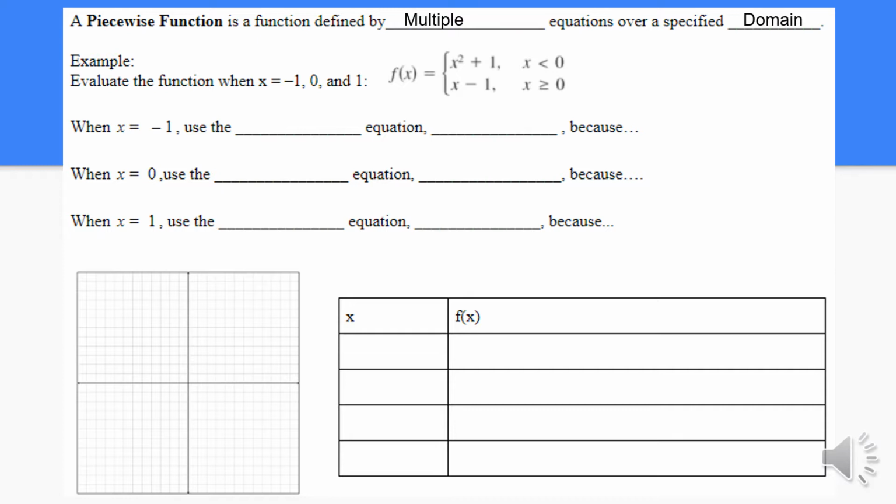So let's use this example to see which equation we would use to evaluate when x equals negative 1, x equals 0, and x equals 1. When x equals negative 1, we use the first equation because negative 1 is smaller than 0. When x equals 0, we'll use the second equation because 0 would be greater than or equal to 0. When x equals 1, we're going to use the second equation again because 1 is greater than or equal to 0. After you've determined which equation you're going to use, you can then plug in your x value and solve.